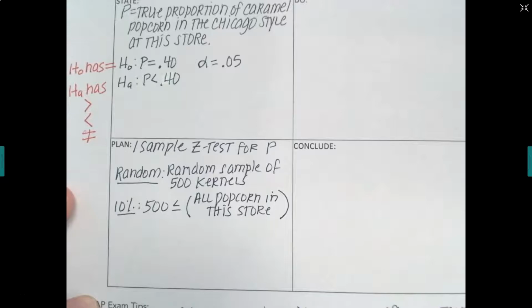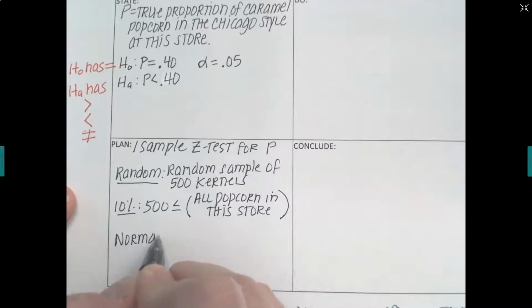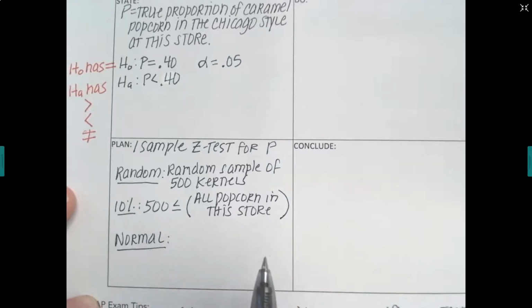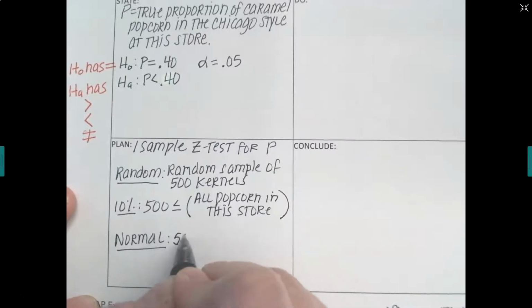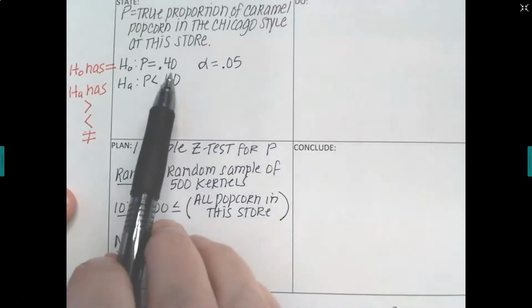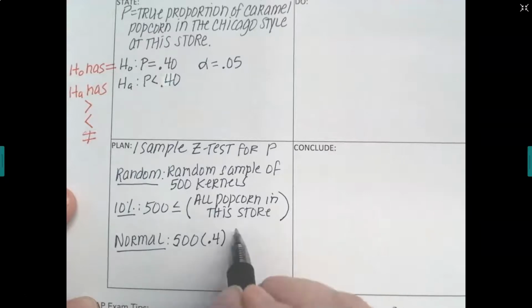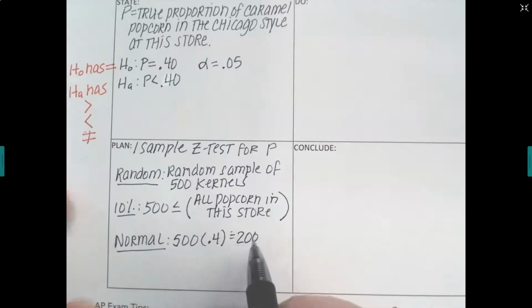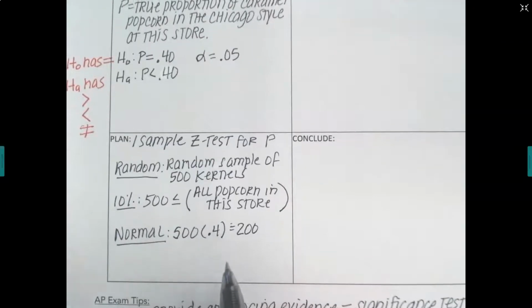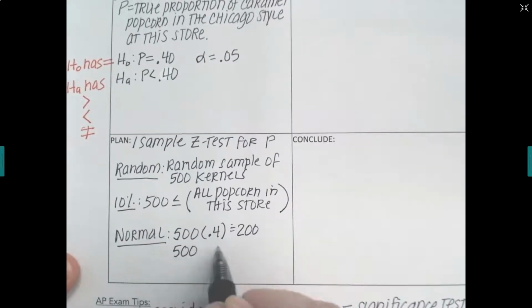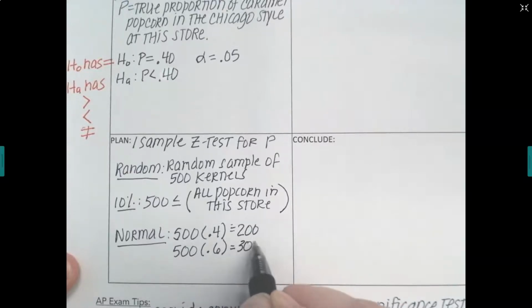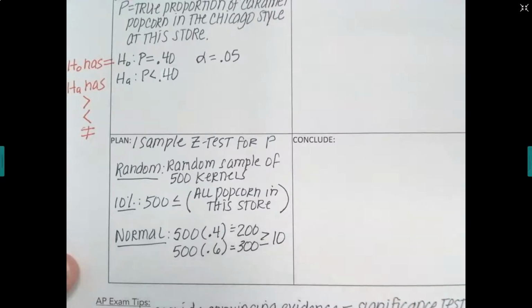Okay, so we're good there. And the last one is normal. For proportions, remember it's n times p and n times 1 minus p. So our n was 500. Our p, you got to go back to your hypothesis, is 0.4, which gives us 200. And then we have 500 times 1 minus p, which will be 0.6, which gives us 300, and both of those are greater than or equal to 10.